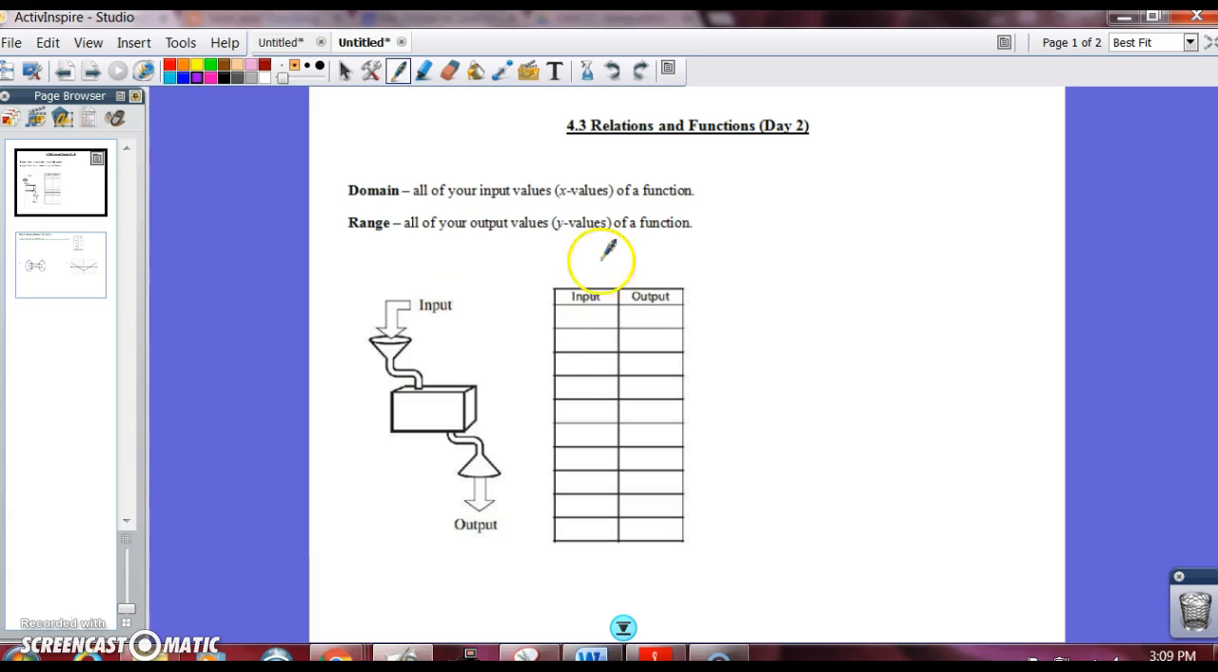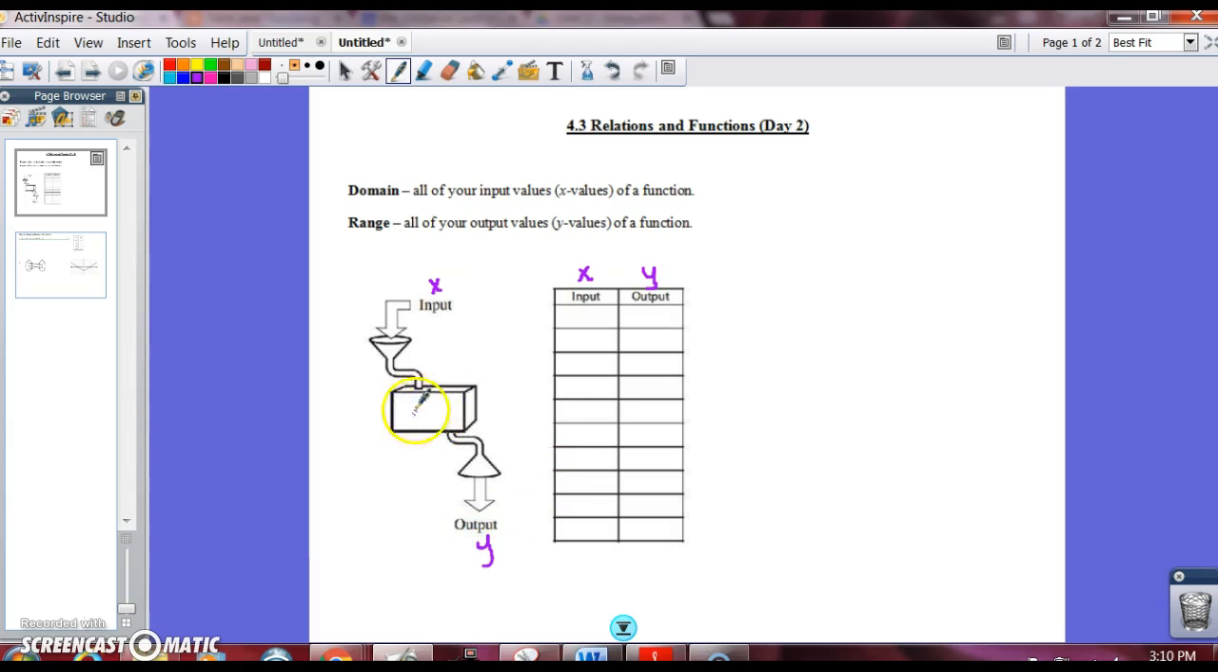Now, every function that we talk about, you can kind of think of it as a function machine. It has an input, the machine does something in here, and then it spits out an output. So your inputs are all of your x's, your outputs are all of your y's. If you think of a table of values, you have x's and y's in your table. Your x's are your inputs, your y's are your outputs.